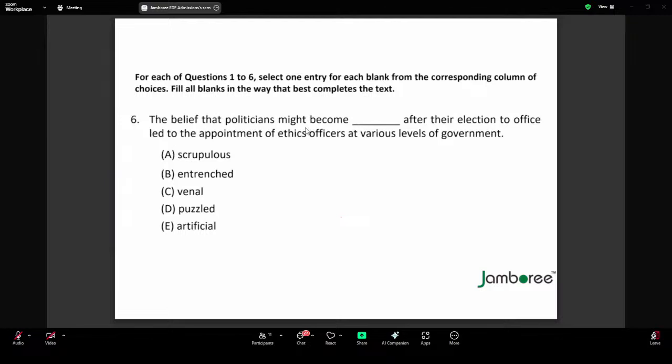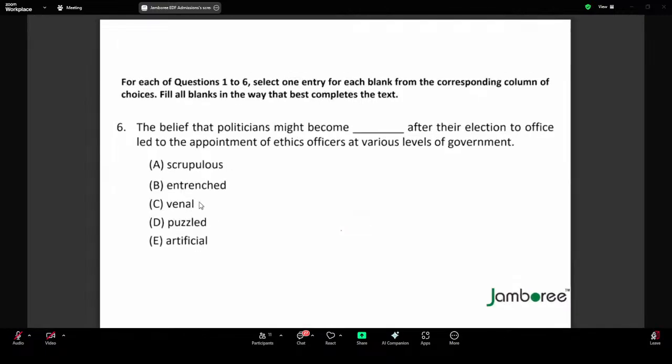The belief that a politician might become something can only be after election or appointment. That's why they're appointing ethics officers, somebody who can ensure that they don't get into any malpractice or wrongdoing. So that means they become something negative. Venal, which is corrupt. So venal is corrupt, so that makes a bunch of sense.